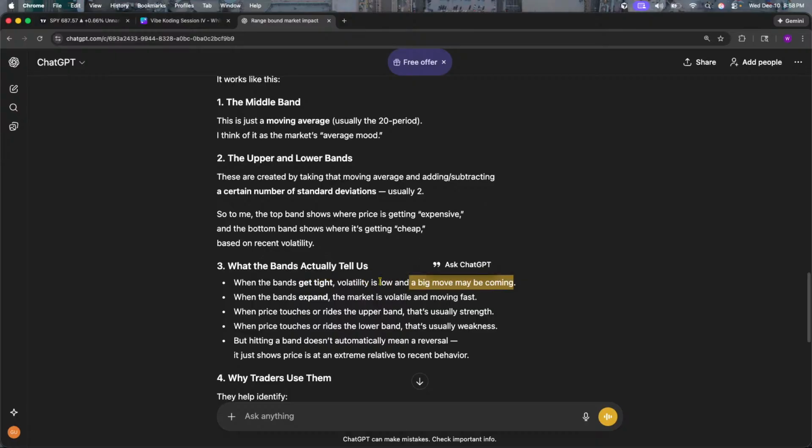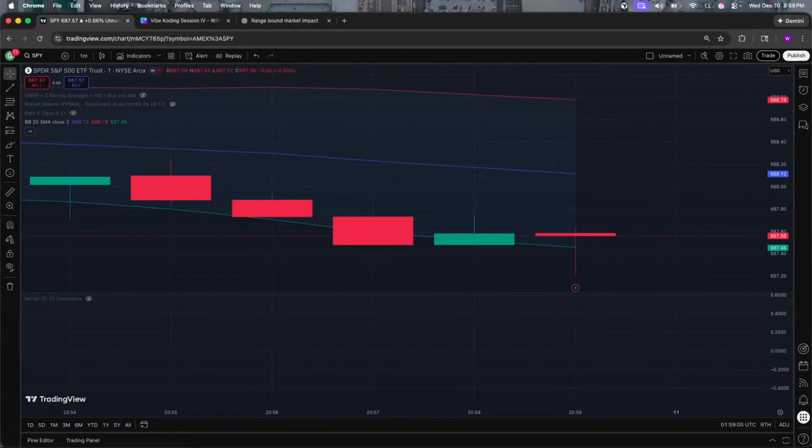Because when it's tight, it's squeezed, and we're expecting an expansion, right? It's going to blow up, right? When the bands are expanded, the market is volatile and is moving fast. When the price is touching or rides the upper band, this is usually strength. When the price touches or rides the lower band, this is usually weakness, right? So let's go to our Bollinger Band so we can really break this down, right?